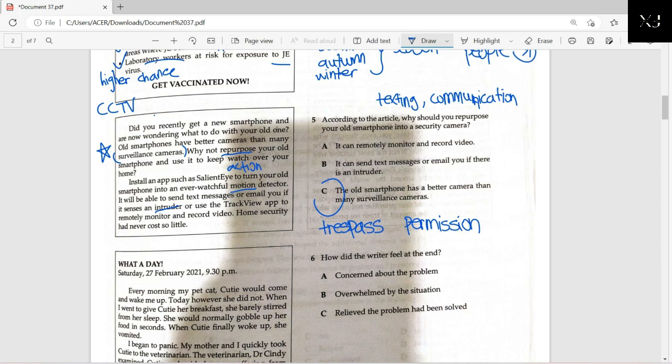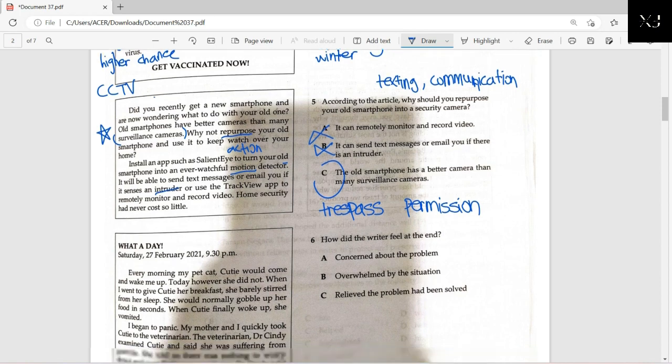Okay, without the app, it cannot send you the text messages and email. But this sentence says it can send text messages or email you if there's an intruder when you download the, what's the name of the app? Salient Eye app. But it didn't say. So it says that you put it there and it can just automatically send you messages and email. That's weird, right? That wouldn't happen. It's impossible. You obviously need to install some app or something. Same goes for A.